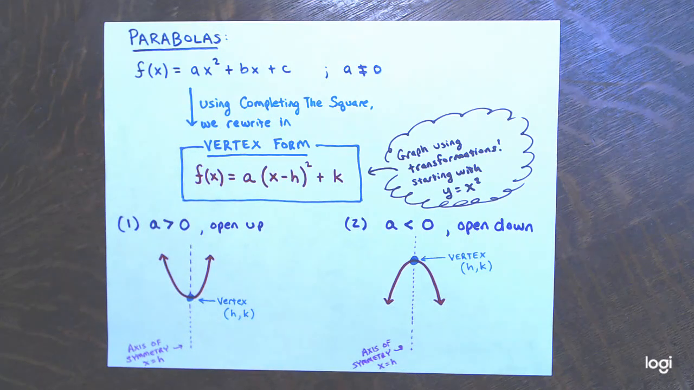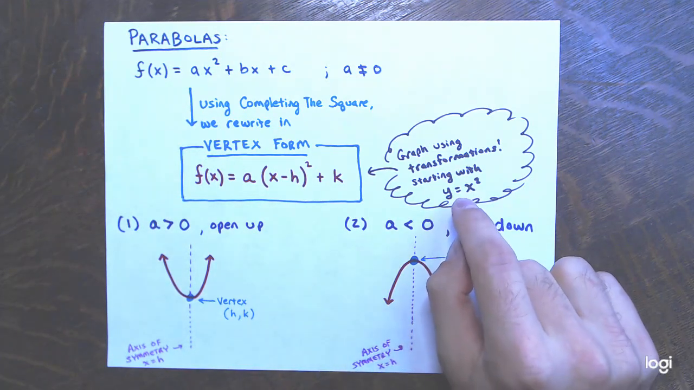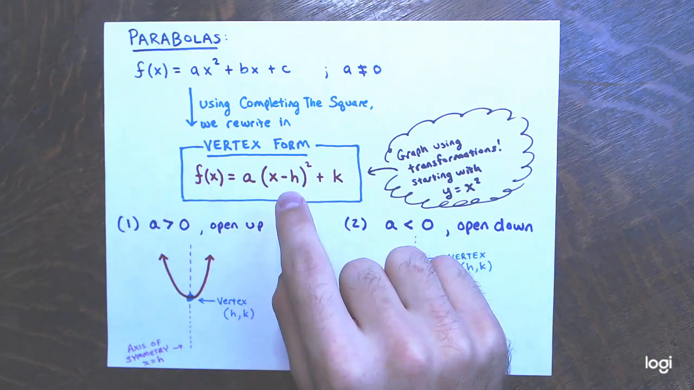Like a horizontal shift, and then a vertical shift, and then maybe a vertical stretch or compression or reflection or whatever. Right? We're going to use transformations to go from y equals x squared to this vertex form.